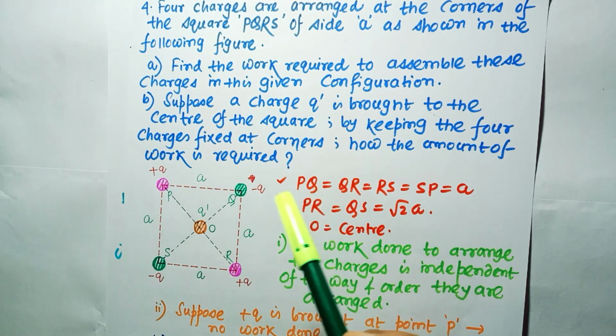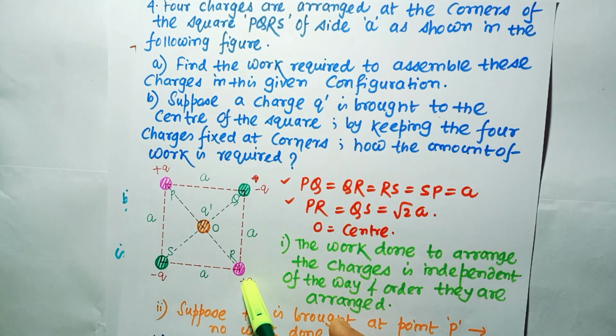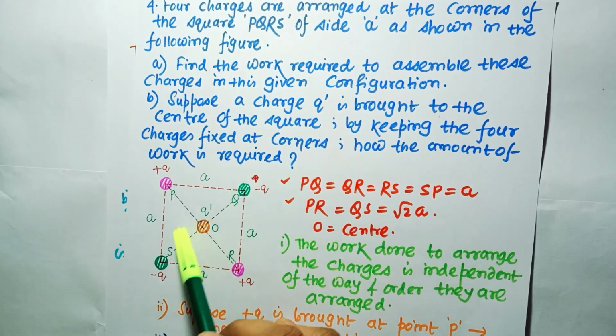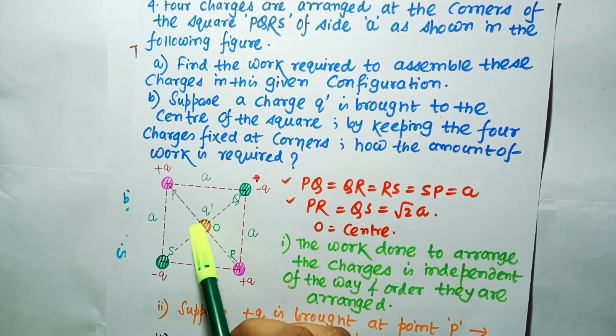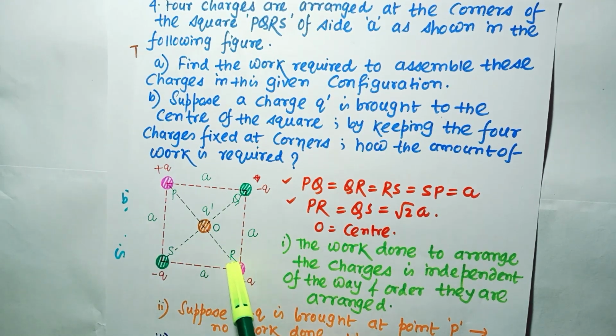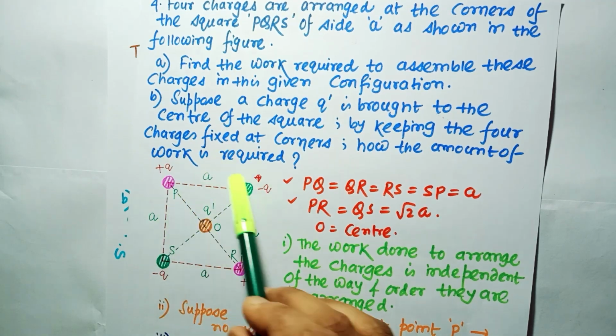So at that point there are opposite charges at the vertices. If I add up all the potentials, it comes out to be 0, because this distance and this distance are all the same. So at the center, the potential, if I add up due to all the 4 charges, will come out to be 0.